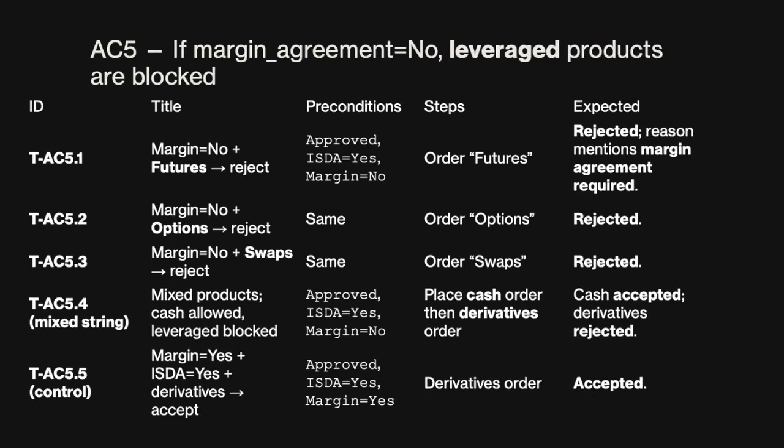TAC 5.5, control. Flip margin to yes, with ISDA already yes, and a derivative order is accepted, proving the rule toggles correctly. Why this matters: margin is a separate legal operations control from ISDA. This prevents leveraged exposure without collateral terms in place, and the reason codes make it auditable for risk and operations. One thing to note, in production we drive leveraged off a product taxonomy/flag, not just keywords, but these tests cover the functional intent across the most common labels.